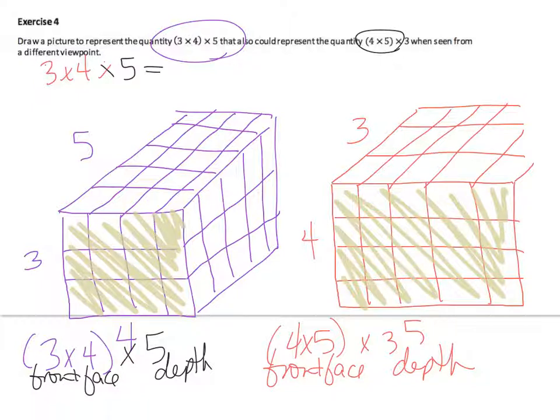So 12 times 5 is, goodness, that I should know. And here I have my front face is 4 by 5, which is 20 times 3, which is also 60. Okay, volume is the same no matter what.